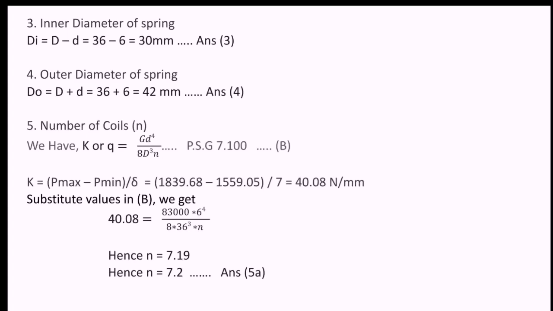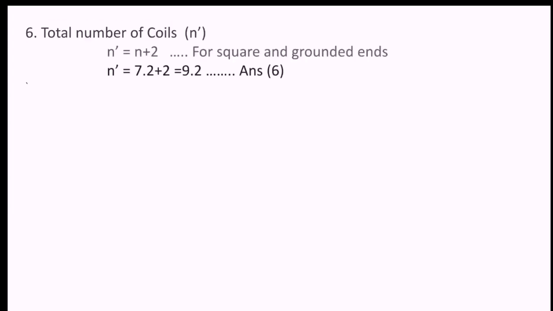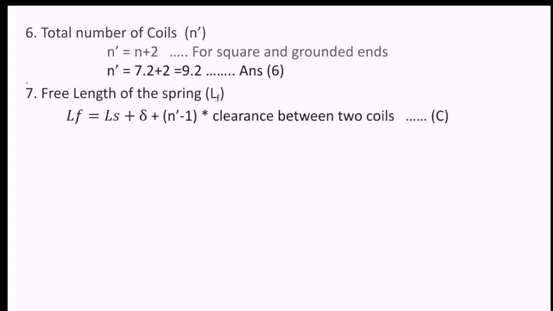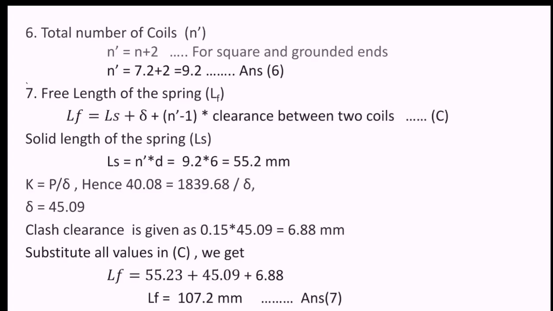For the total number of coils, it is given that the ends of the spring are square and ground. Hence I will add 2 to get the total number of coils. Hence I will get the total number of coils as 9.2. For free length of the spring, we have the relation LF is equal to solid length plus maximum deflection plus n dash minus 1 into clearance between two coils. LS, that is solid length, is given by the relation n dash multiplied by d. Substituting the values, I will get the answer as 55.2 mm.